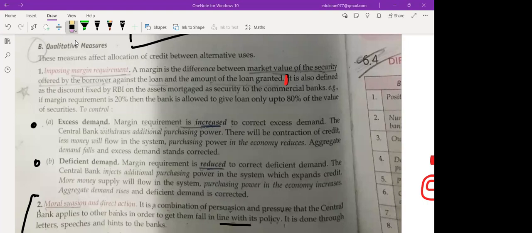Ma'am, how does it work in inflation and deflation? See, when there is excess demand, that is inflation, right? When there is excess demand, you will increase the margin rate. For example, earlier it was 10, now you have to pay 20 rupees as security. So nobody will be there, because not everybody is rich enough to pay the higher margin. When there is deficit demand, you will reduce the margin: for a 100 rupee loan, you only need to pay 5 rupees as security. Okay, ma'am.